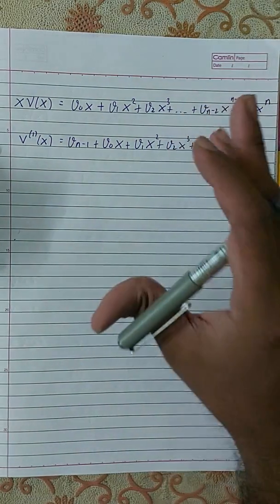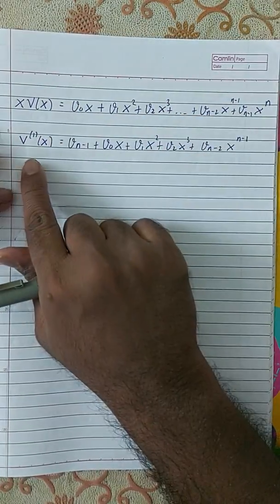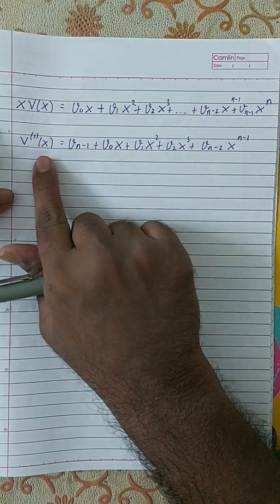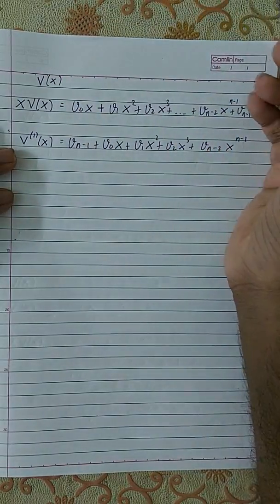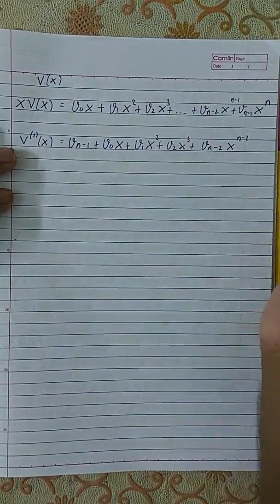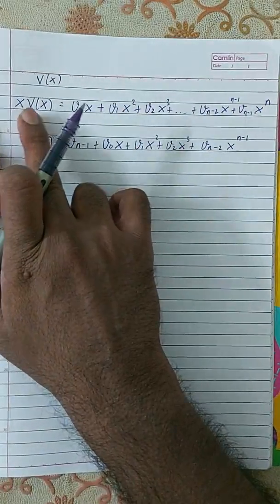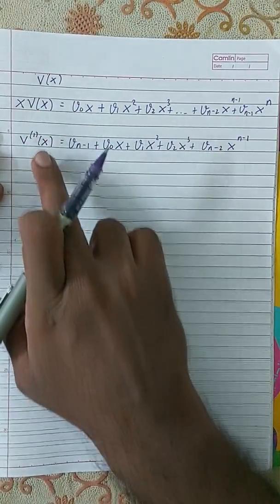So now I'm going to express the same equation, that is, I want to derive v1 of x from v of x. As usual, the procedure is I multiply v of x with x and I get this. I'm not going to write v of x again, but instead I'm just going to multiply v of x with x and I get this equation. And now I'm going to derive this from here.